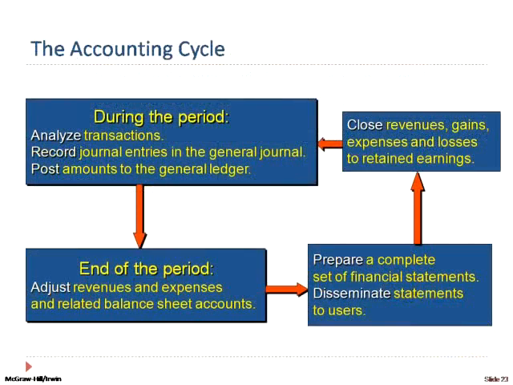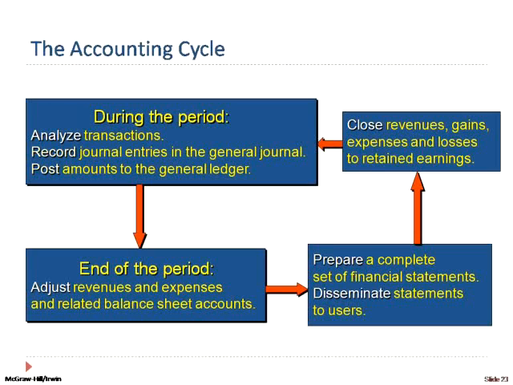Part 1. During the accounting period, we analyze and record business transactions. The transactions are initially recorded in the journal and then posted or moved to the ledger. Part 2. At the end of each accounting period, it's necessary to adjust certain revenue and expense accounts and their related balance sheet accounts. Part 3. Once the adjustment process is complete, we can prepare a set of financial statements and disseminate those statements to the users.